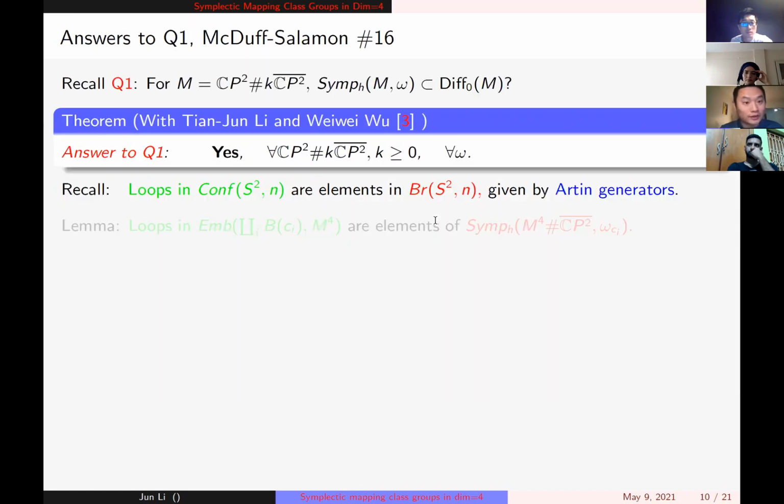So, answers to question 1. This one, fortunately, we have a complete answer. That's joint work with TJ Li and Weiwei Wu. So the statement is for any rational form manifold, for any omega, that's a positive answer for this question. Let me give a very sketch summary of the idea. Well, we are basically comparing this.